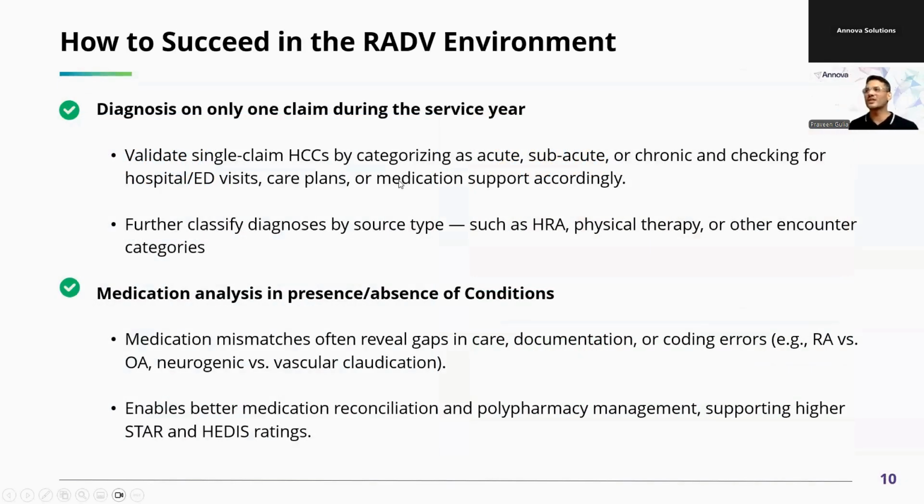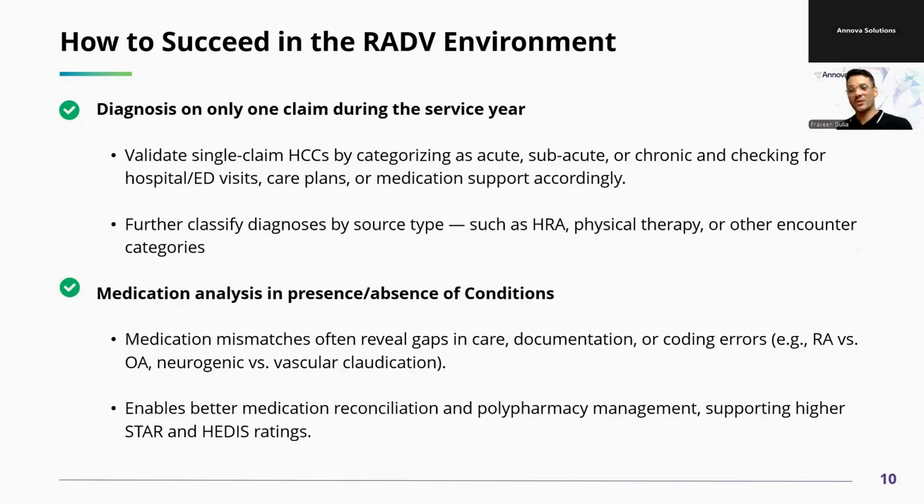Now, how to succeed in a RADV environment? We keep coming back to this one point: a diagnosis on only one claim during the service year. We keep repeating ourselves because that is the most important factor, the cornerstone of all the audits. They focus on HCCs or ICDs which are coded, documented and submitted only once in a year. So if you are doing your own analysis, focus on conditions which have been coded only once. Validate single claim HCCs.